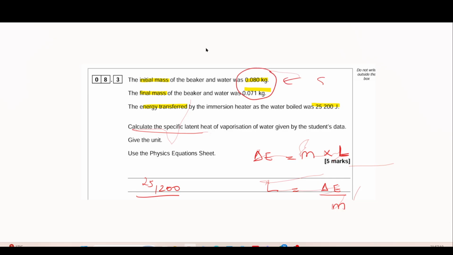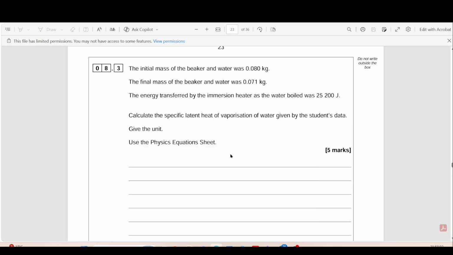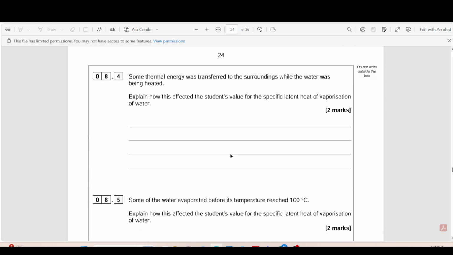0.009? Yes. If you subtract them, you will get final minus initial, 0.009. 25,200 divided by 0.009 equals 2.8 million. 2.8 million. Okay, that's correct. So 2.8 million.